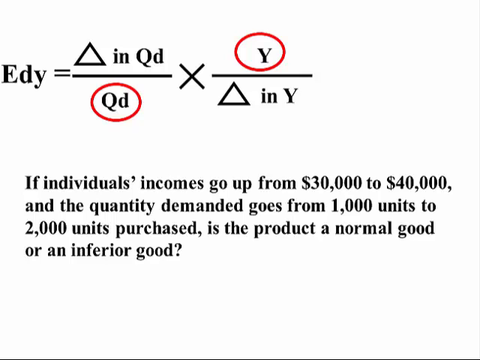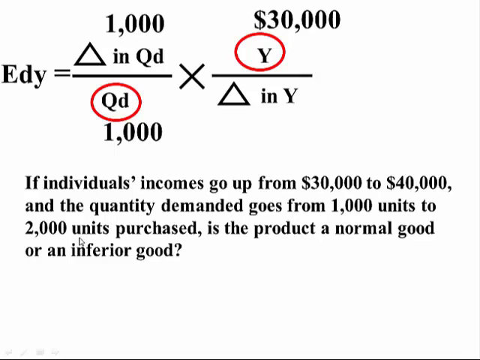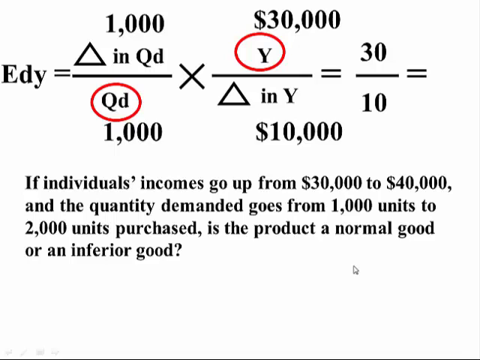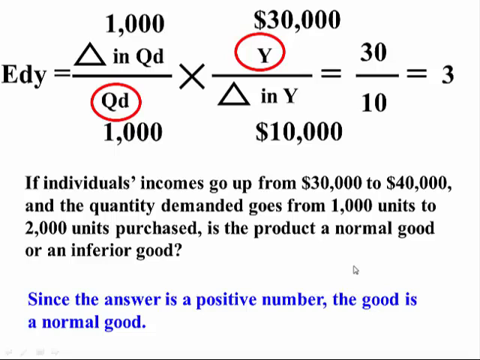So let's look at this example. The original income is 30. The original quantity demanded is 1,000. The change in quantity demanded going from 1,000 to 2,000 is 1,000, and the change in income is 10,000. So when you multiply this out, you have 30 over 10, which is equal to 3, and so this is a normal good. The reason it is a normal good is this is a positive number.